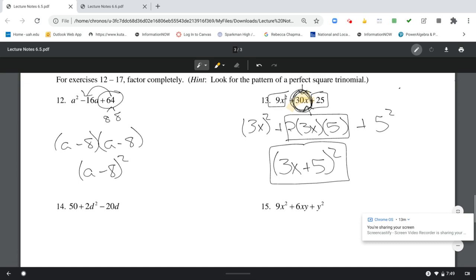Okay, now I'm going to backtrack, and I'm going to do the first one that way, because there's always a pattern.